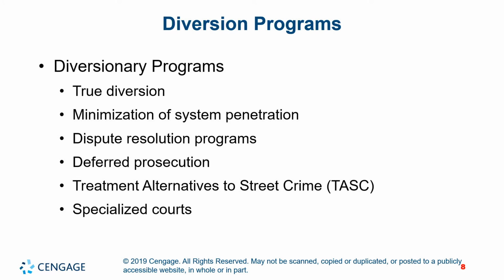There are different diversion programs. There's true diversion. This diversionary program is when the offender has his or her criminal prosecution dropped upon successful completion of this program. There's a minimization of system penetration, and the purpose of this diversion is to minimize the offender's contact with the justice process as much as possible. There is also deferred prosecution. Those referred to these programs benefit from having their charges dropped upon their successful completion. A treatment alternative to street crime, also known as TASC, is a treatment program designed to divert minor drug abusers away from the criminal justice system. And then there are specialized courts, such as drug courts, mental health courts, reentry courts, domestic violence courts, teen courts, and veterans courts.